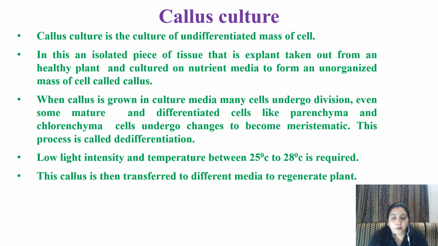First is callus culture. Callus culture is the culture of undifferentiated mass of cell. In this, an isolated piece of tissue, that is explant, taken out from a healthy plant and cultured on nutrient media, again to form a callus. When callus is grown in cultured media, many cells undergo division. Even some mature and differentiated cells like parenchyma, chlorenchyma undergo changes to become meristematic. This process is known as de-differentiation. Low light intensity and temperature between 25 to 28 degrees centigrade is required. This callus is then transferred to different media to regenerate a whole new plant.